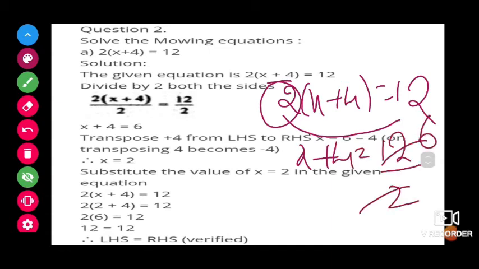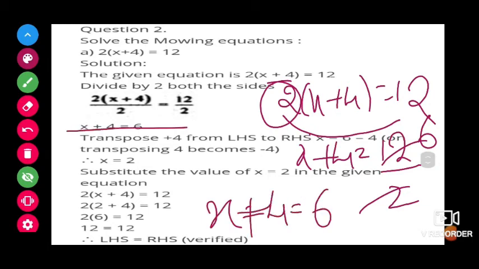2 sixes are 12, so the remaining x plus 4 is equal to 6. That's what we got here. Here they did it on both sides also, but instead of that, you can send it to that side only. Now, plus 4 send to that side. If I send plus 4 to that side, it becomes minus 4. So x is equal to 6 minus 4, that is 2.